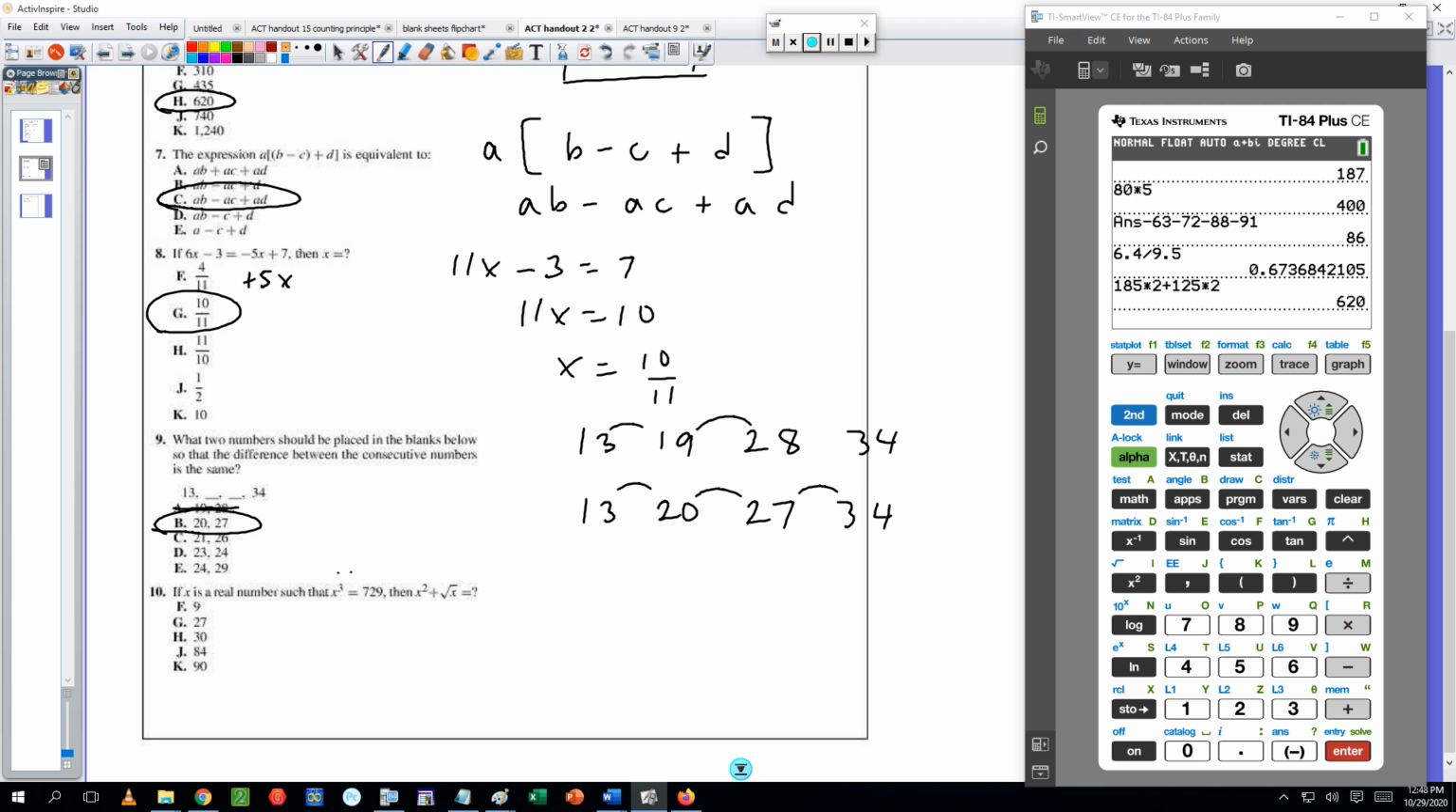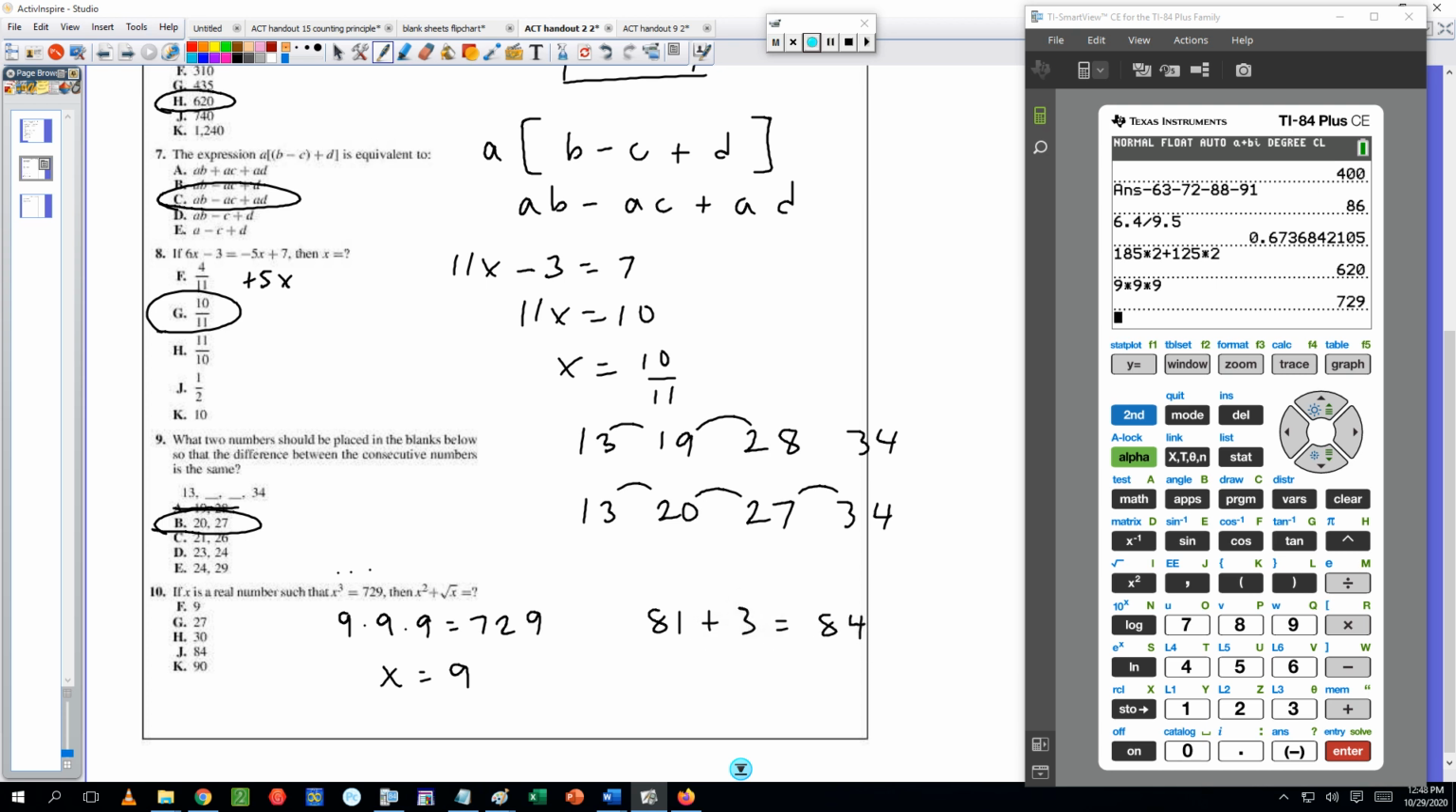If x is a real number such that x cubed is 729, x cubed means a number times itself three times gives me 729. If you play around with the calculator, you'll see that 9 times 9 times 9 gives me 729, so that means our x is equal to 9. Then x squared would be 81 plus the square root of x. If x is 9, then the square root will be 3. That gives us an 84. Hardest problem so far.